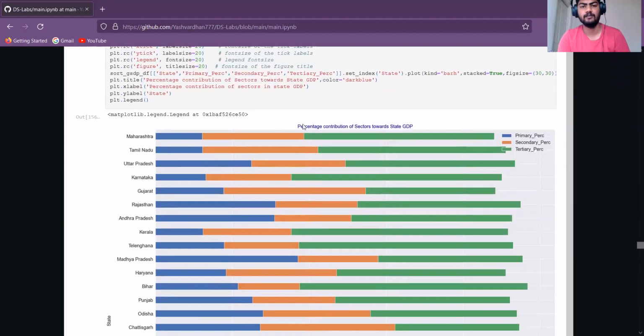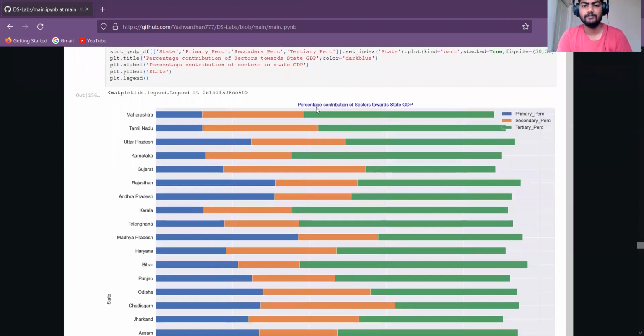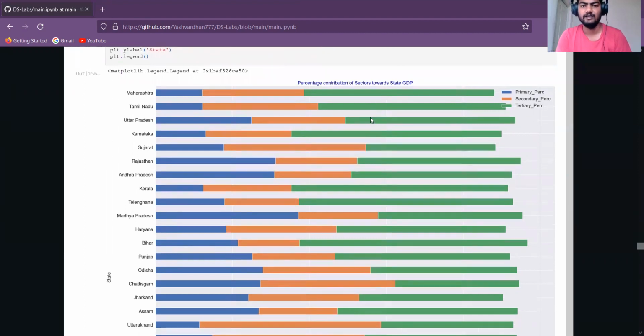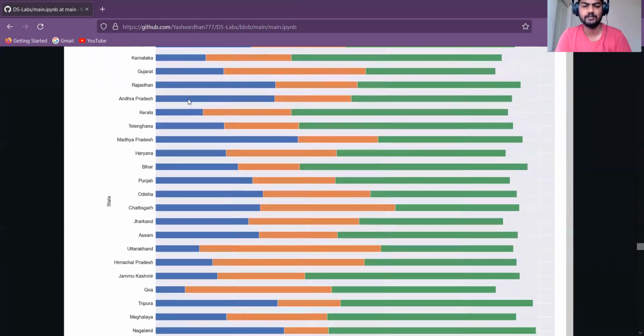This bar graph is the whole summary of our project. This bar chart depicts the percentage contribution of each sector towards the GDP. The blue is the primary percentage, the orange is the secondary percentage, and the green is the tertiary percentage. And each state is depicted in this way as shown on the screen.